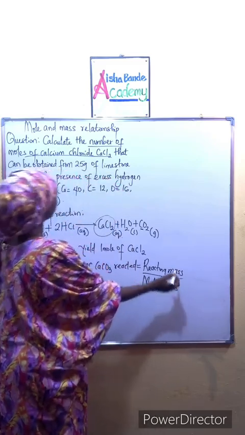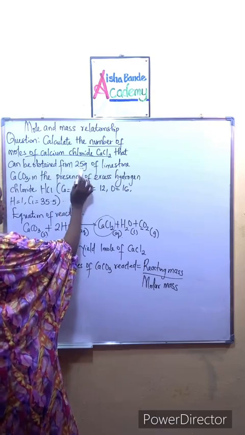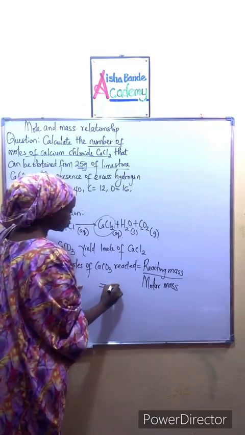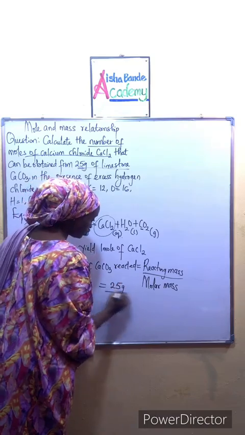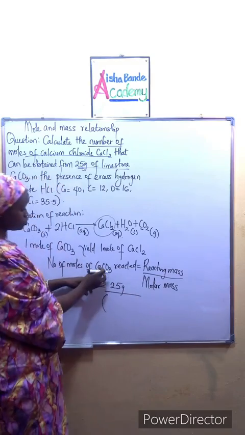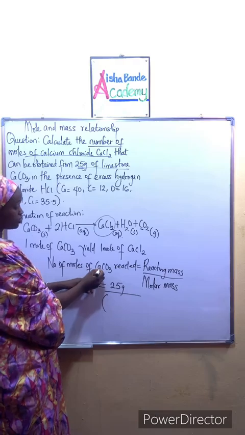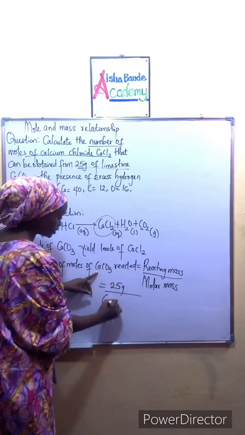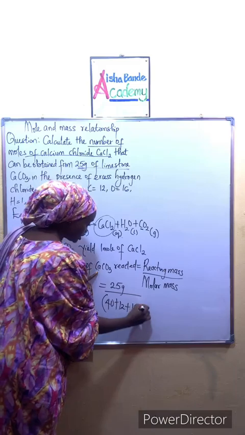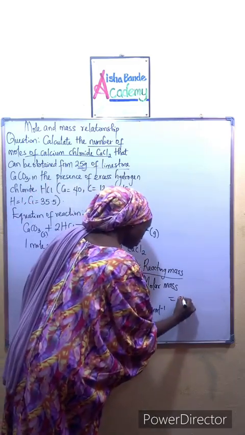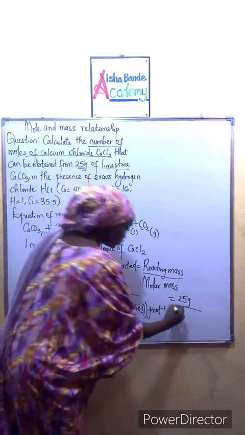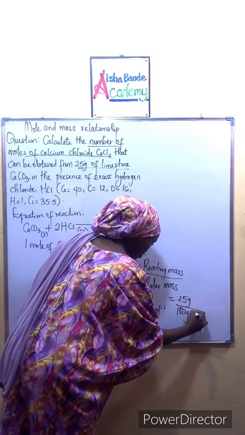So the reacting mass, which is given from the question, it says that from 25 grams of limestone, so this is the reacting mass for CaCO3, that is limestone. So we have 25 grams all over the molar mass of CaCO3, which we have calculated. So the atomic mass of calcium, which has been given, is 40 plus carbon, which is 12, plus oxygen, which is 16 times 3. We will take the sum of these whole numbers. We're going to have a value of 100. So this is 100 grams per mole.